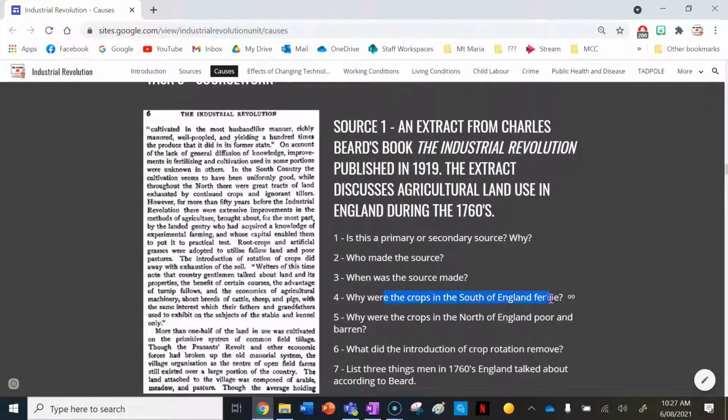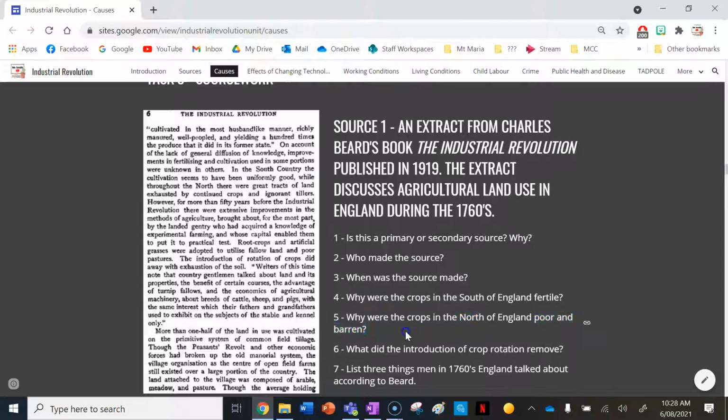Why were the crops in the south of England fertile? Let's have a look here. In the South Country, the cultivation seems to have been uniformly good, while throughout the North there were great tracts of land exhausted by continued crops. So here we've got, on account of the lack of general diffusion of knowledge, improvements in fertilizing and cultivation. So I would put improvements in fertilizing and cultivation for number 4.